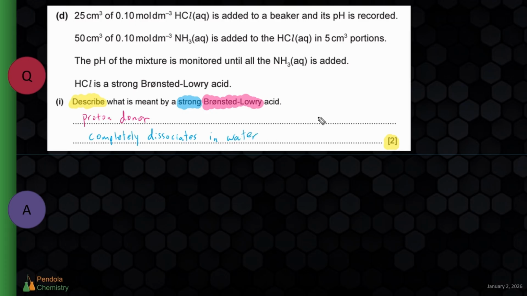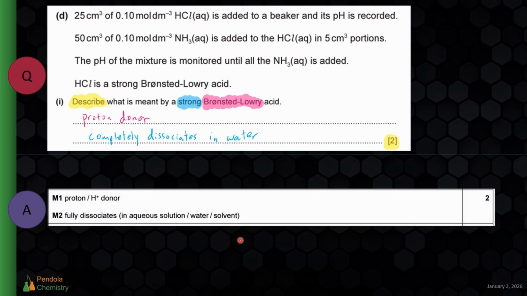So you did not learn the definition of a strong Brønsted-Lowry acid, but you learned what Brønsted-Lowry acids are. They're proton donors, and you learned what strong means, which is completely dissociates in water. So we can put these two together because we're describing, we're not stating. Stating will be something that we directly learn. To say that a strong Brønsted-Lowry acid is an acid that is a proton donor and completely dissociates in water.